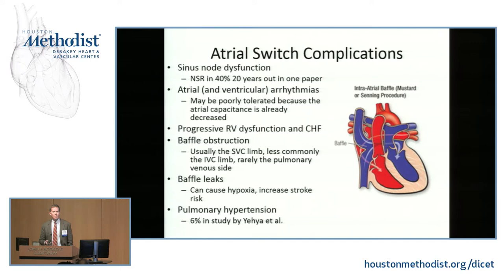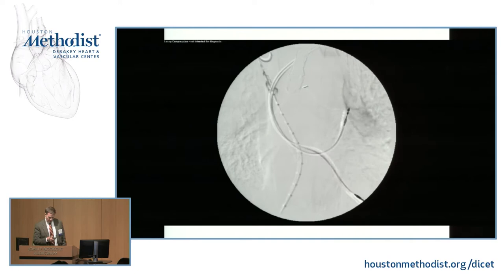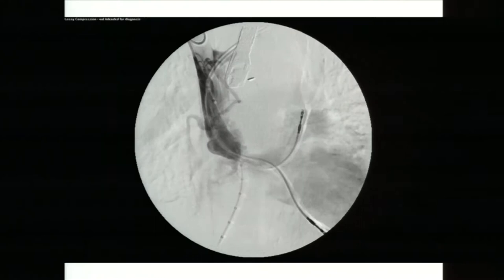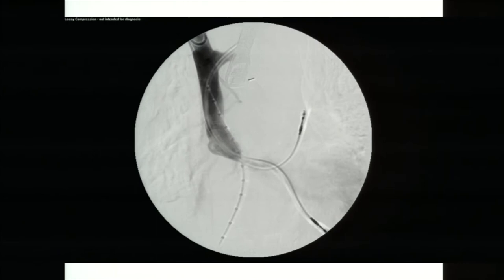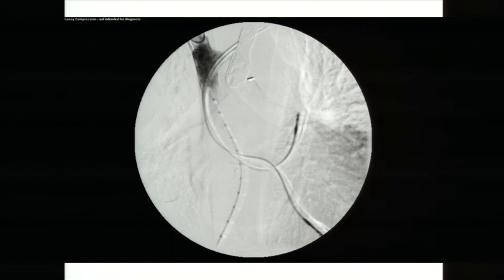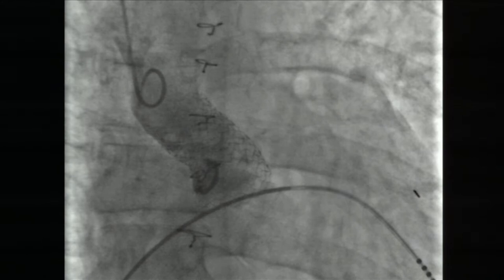So here's a patient who presented with exercise intolerance. You see the pacemaker leads going across this SVC baffle, and you see how tight this area is. This patient actually responded really well to a balloon dilation, which we were surprised by. It's been about 8 years, and he's still doing well. But a lot of patients don't. A lot of patients end up needing to have the pacemaker leads extracted, the area stented open, and then new pacemaker leads put back in.